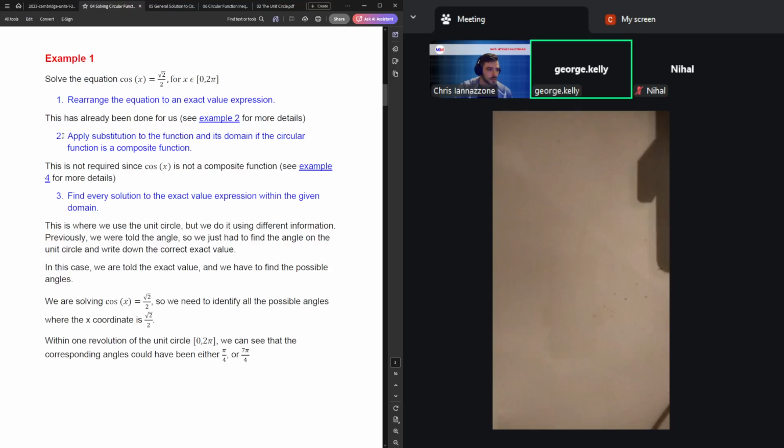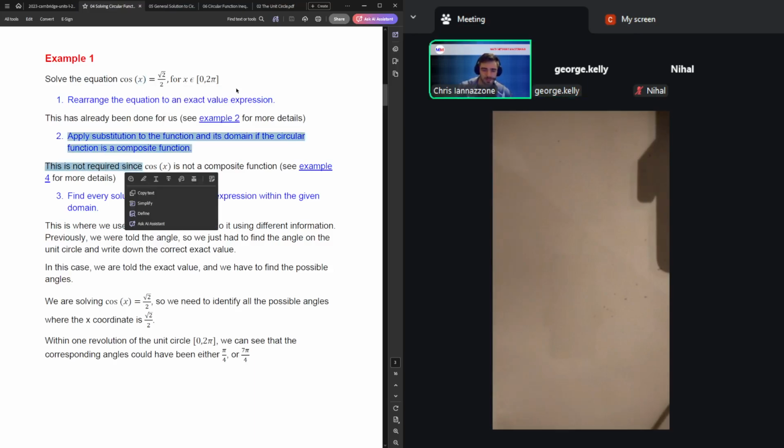Once we have that, we move on to step 2, which is if you have anything other than just x in those brackets, let's say it was cos 2x, then you would be going through this. But for now, we're just looking at a basic example, so we're going to go ahead and skip that bit.